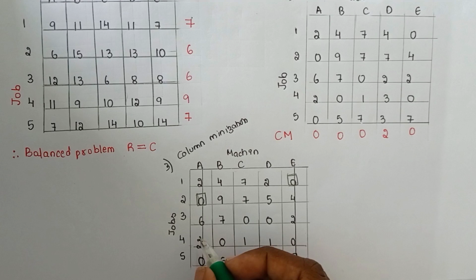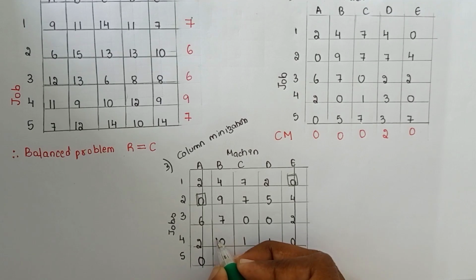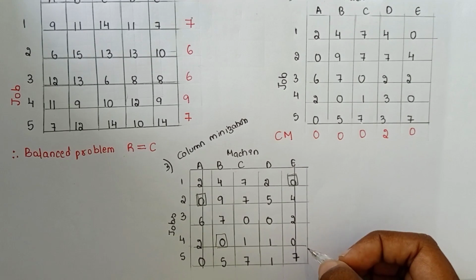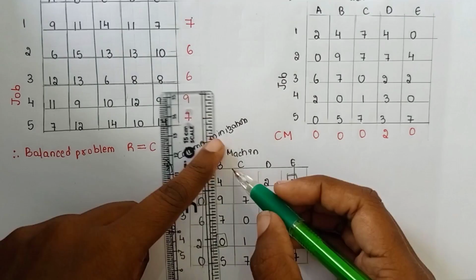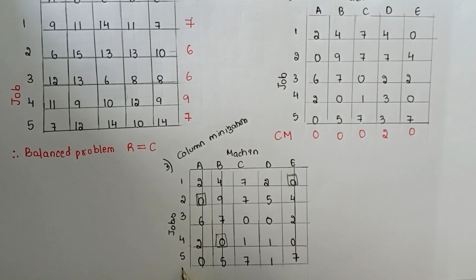Next, let me shift to the next row. In this row, 0 1 1 is the value. Among this, I have just one 0. You might think there is another 0, but it is a deleted 0, so it comes under the deleted column. So we should not consider that. I have one 0, so I will delete this particular column. Okay. Let me shift towards the fifth row. In this row, there is no 0 because the values are 7 and 1. So there is no 0. I will leave that. Now I have done the row scanning.